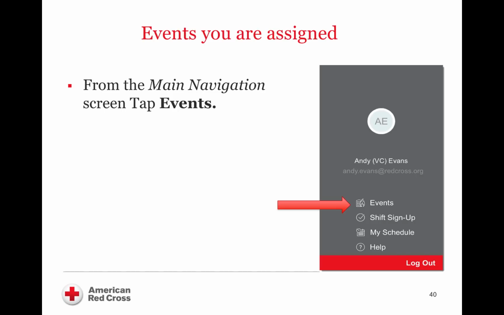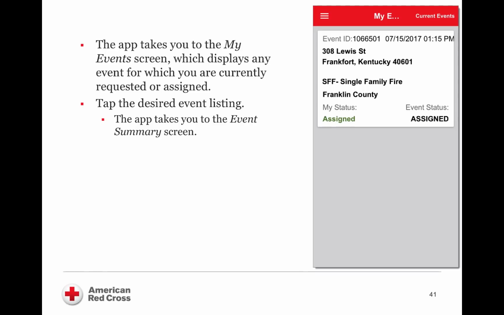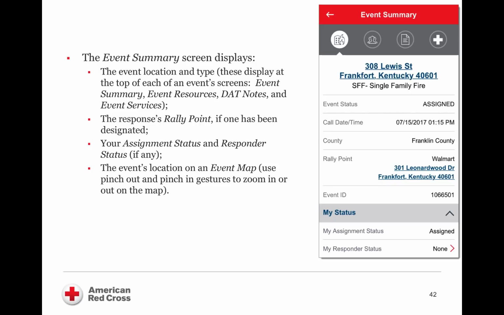For any event that you are assigned to, from the main navigation screen, you'll tap Events. The app takes you to the My Event screen, which displays any events for which you are currently requested or assigned. Tap the desired event listing, and the app takes you to the Event Summary screen. The Event Summary screen displays the event location and type, the response's rally point if one has been designated, your assignment status and responder status, and the event's location.